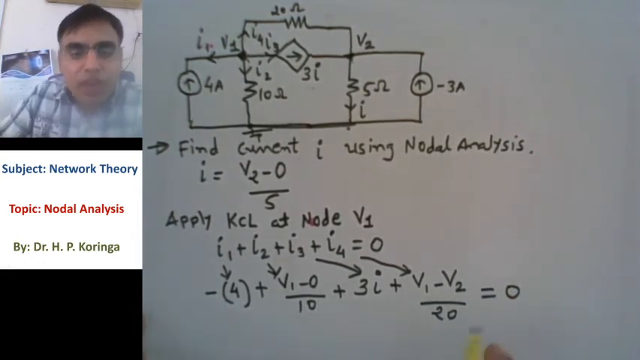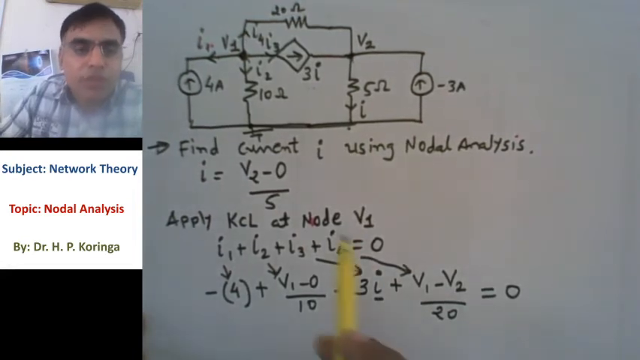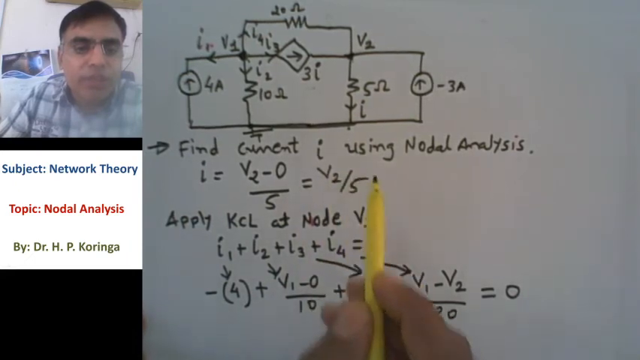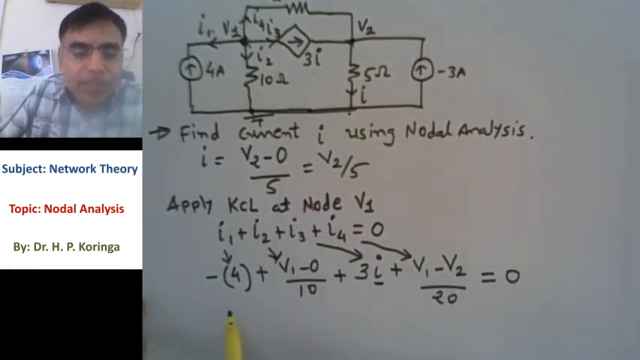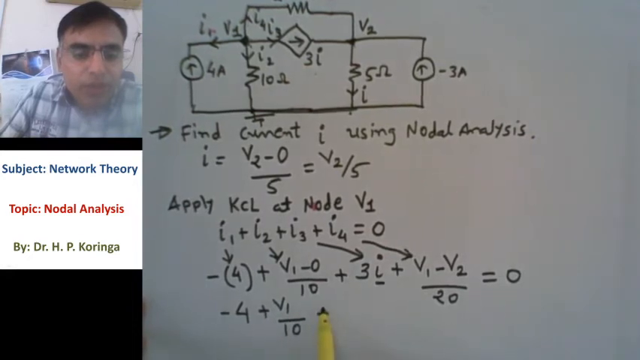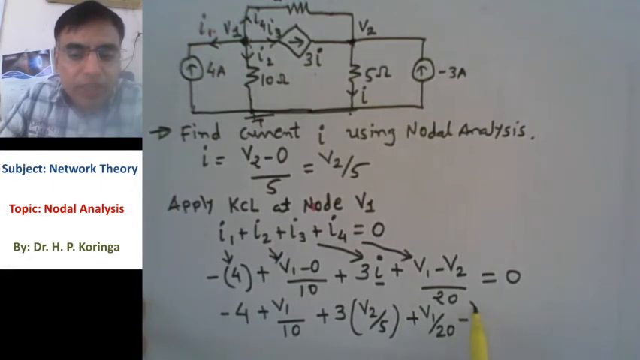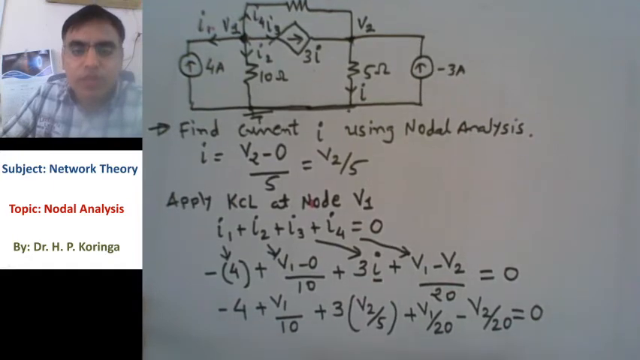Now let's represent I in terms of V1 and V2. We already have I equal to V2 divided by 5. So minus 4 plus V1 divided by 10 plus 3 V2 divided by 5 plus V1 divided by 20 minus V2 divided by 20 is equal to 0.